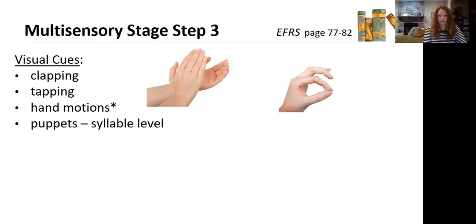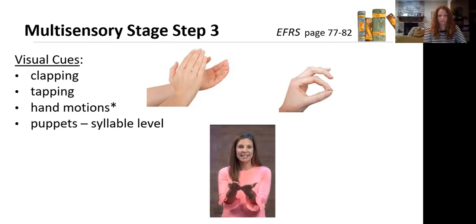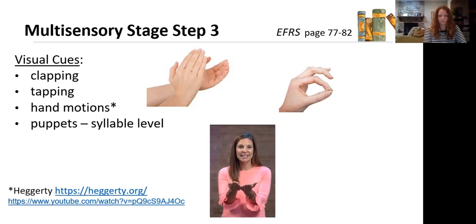And then we have hand motions, and the Hegarty program is great with the hand motions. I have a link down here if you want to check it out. On YouTube, they have lots of different videos to show ways you can use hand motions to segment, to blend, all different kinds of activities. And you can also make up your own if you have other ideas. Using hand motions is a really great way to support the students as a bridge between the multisensory stage and the stage at which they're really ready to work toward that speed and automaticity.